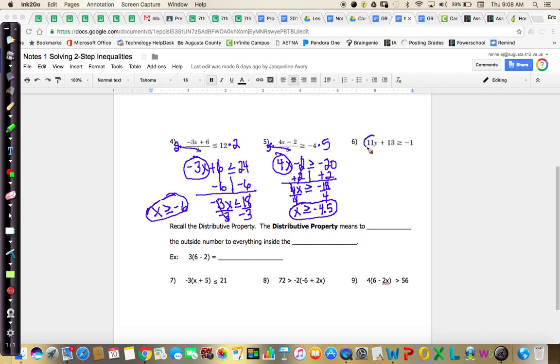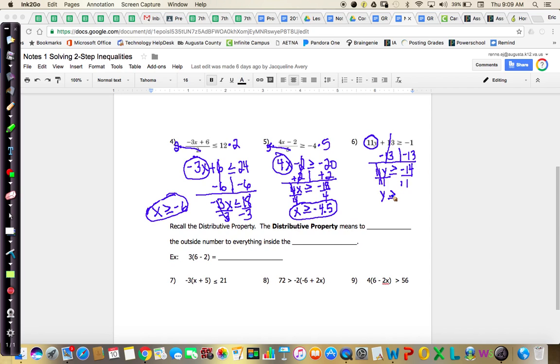Okay, circle the variable and draw your T. The inverse of adding 13, of course, is subtracting 13. 13 minus 13 is 0. Bring down your variable and bring down your symbol. Negative 1 minus 13 is negative 14. Now, the opposite of multiplication is division, so we're going to divide both sides by 11. 11 divided by 11 is a 1 in disguise, so y is greater than or equal to.